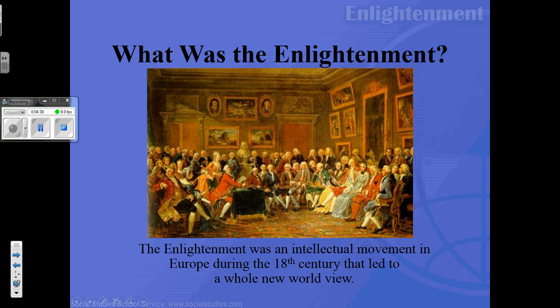Okay, so let's look at our definition of the Enlightenment. The Enlightenment was an intellectual movement. What does intellectual mean? Brain, smart people. It's a smart movement. Good. Sorry, my pen died on me for a second. A smart movement in Europe, and in particular, we are talking about France and England.